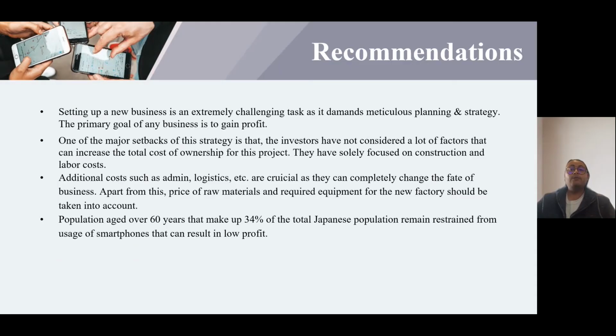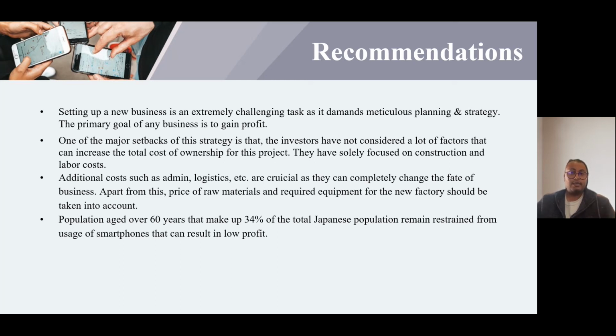Setting up a new business is an extremely challenging task as it demands meticulous planning and strategy. So, the primary goal of any business is to gain profit. In this case, we are talking about a company headquartered in Japan and they are willing to set up a manufacturing unit in Mexico. One of the major setbacks of this strategy is that investors have not considered a lot of factors that can increase the total cost of ownership for this project. They have solely focused on construction and labor cost.